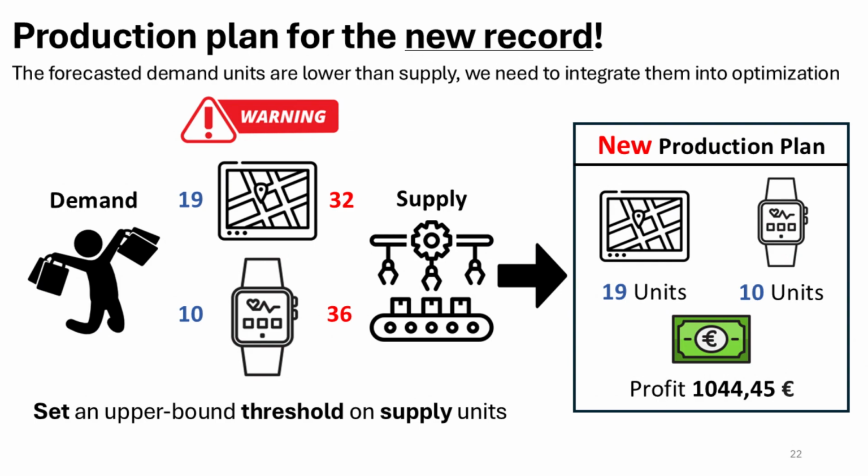We arrive at our new production plan. This precision doesn't just save resources, it maximizes our bottom line. As you can see on the right, this optimized plan leads us to a calculated profit of €1044.45. This is the essence of data-driven optimization, using machine learning to set the boundaries for our operational decisions, ensuring every unit produced has a buyer waiting and every euro spent contributes to profit.